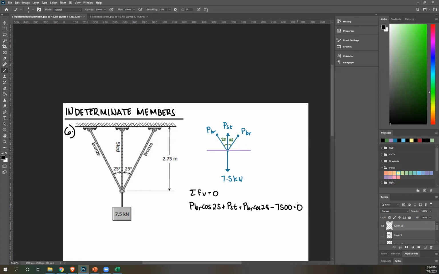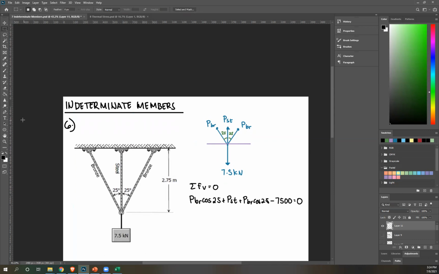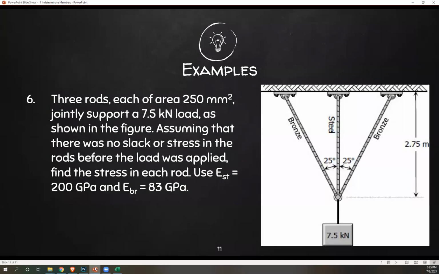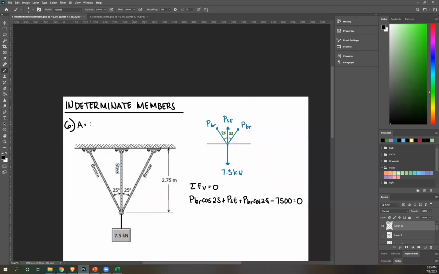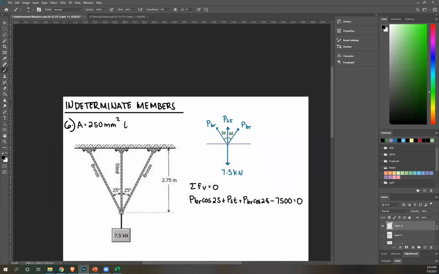Okay. So now that you have that, actually I forgot to write our given. So let's just do that. Given: area 250 millimeters squared. What else? EST and EBR. We already know for steel it's 200 GPa. And then for bronze, it was 83 GPa. Okay.